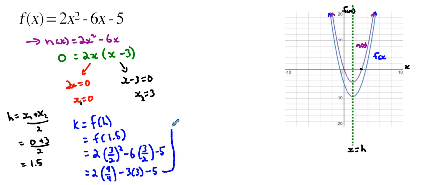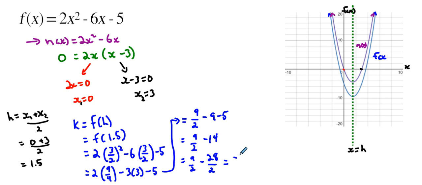And I've run out of room, so I'm going to carry this on up over here. Notice we can reduce here. So 2 and 4, so I can make this 9/2 minus 9 minus 5. And this will be 9/2 minus 14, which would be 9/2 minus 28 over 2, which would equal negative 19 over 2.